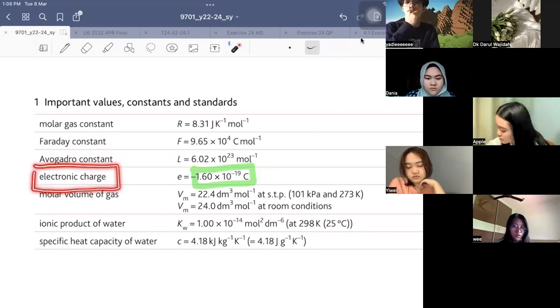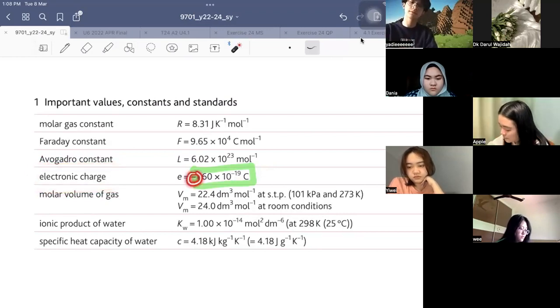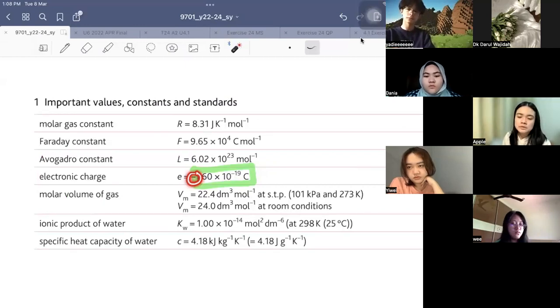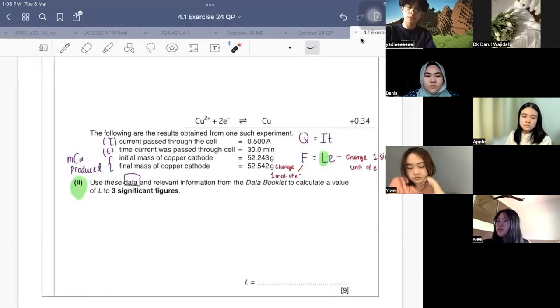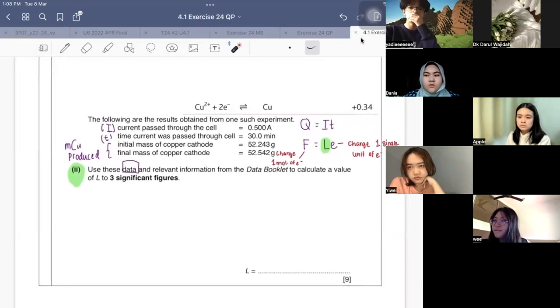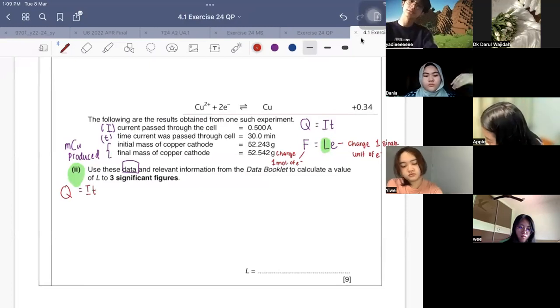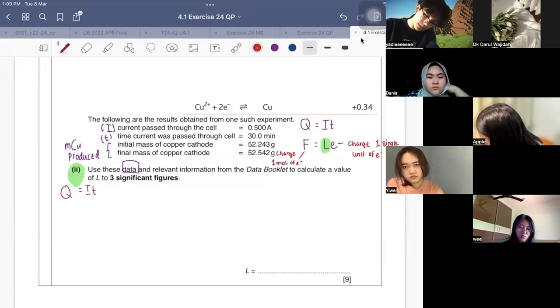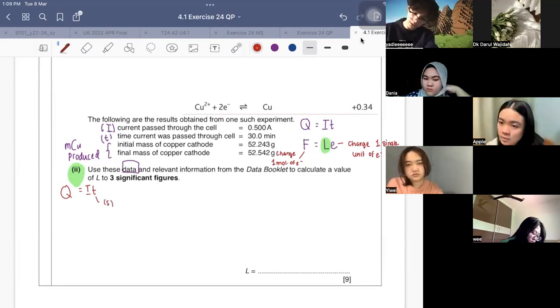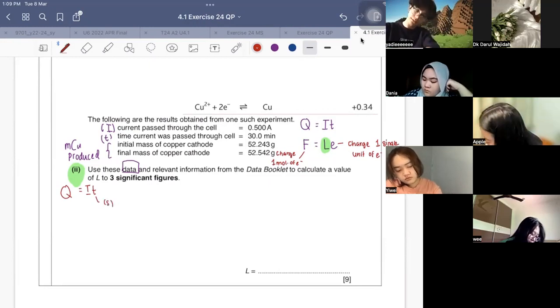That is the charge for 1 single electron, and you notice that there is the negative charge, but when you use it in calculation, you leave out the negative charge. So the charge of electron is 1.6 times 10 to the power of minus 19. Okay, so first we are going to use the information that we are given. Since we know I and T, we can find Q, the charge in the experiment. So make sure T is in seconds. You have to convert T into seconds.